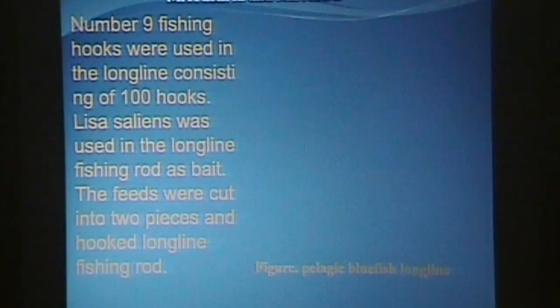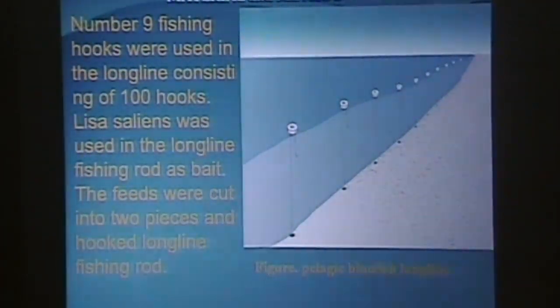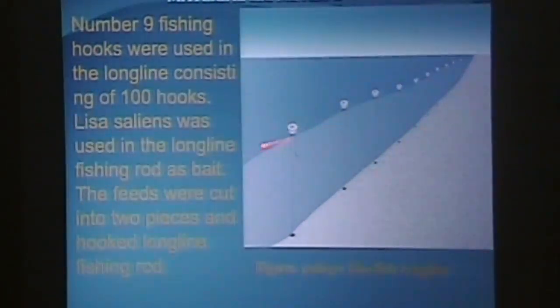Number 9 fishing hooks were used in a longline consisting of 100 hooks. Liza saliens, grey mullet, was used as bait on the longline. The fish were cut into 2 pieces and hooked on the longline. Here is the pelagic longline.